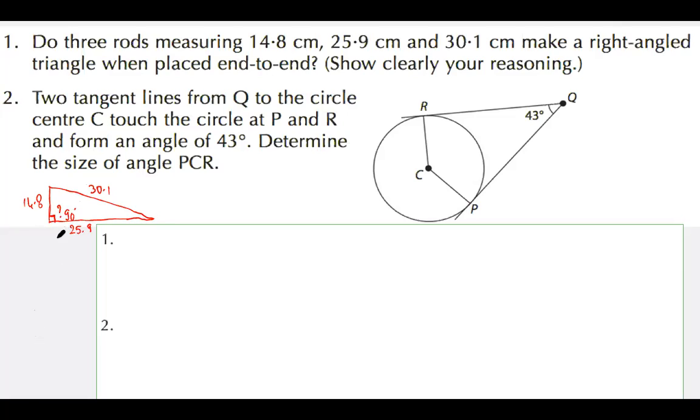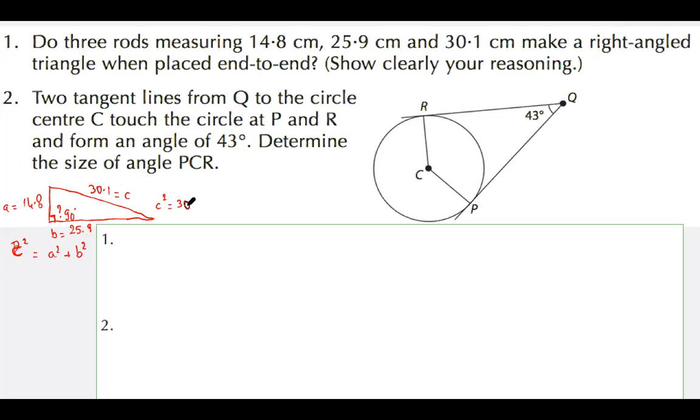What is the theorem that we said we were going to use whenever we're faced with a right angle triangle? Yeah, Pythagoras tells us that if this is A, this is B, and this is C, and it's a right angle, then C squared equals A squared plus B squared. So that's what we need to check.